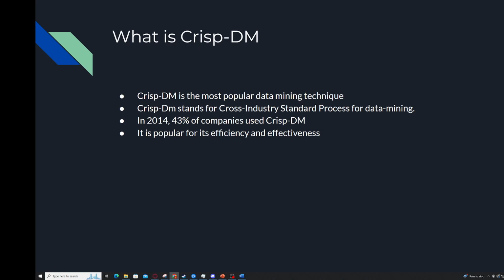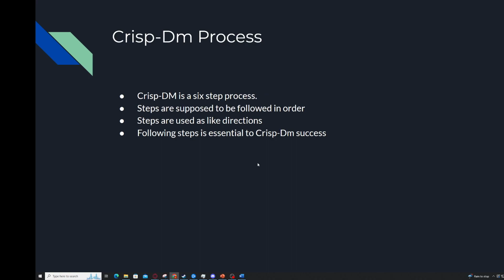The main reason why it is popular is its efficiency and effectiveness. It is very good at what it does. It's very effective, very quick, very efficient. The CRISP-DM process is a 6-step process. The steps are supposed to be followed in order for your success. Especially if you're new to CRISP-DM, you want to follow it in steps. Steps are used like directions, so you really want to follow them. Following steps is essential to CRISP-DM success.